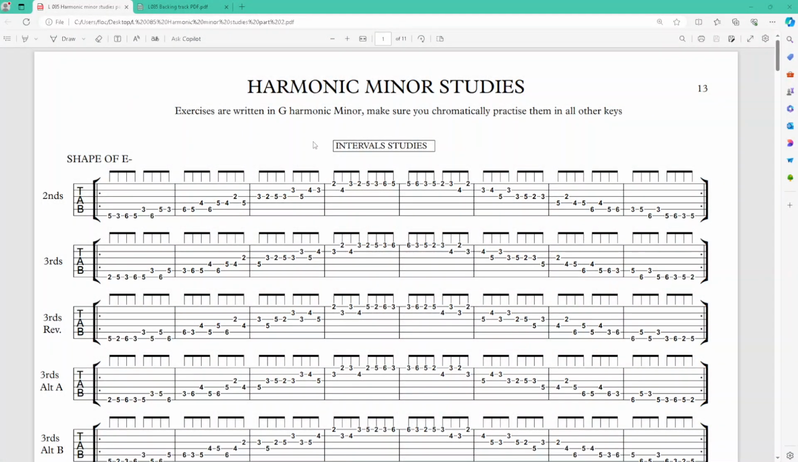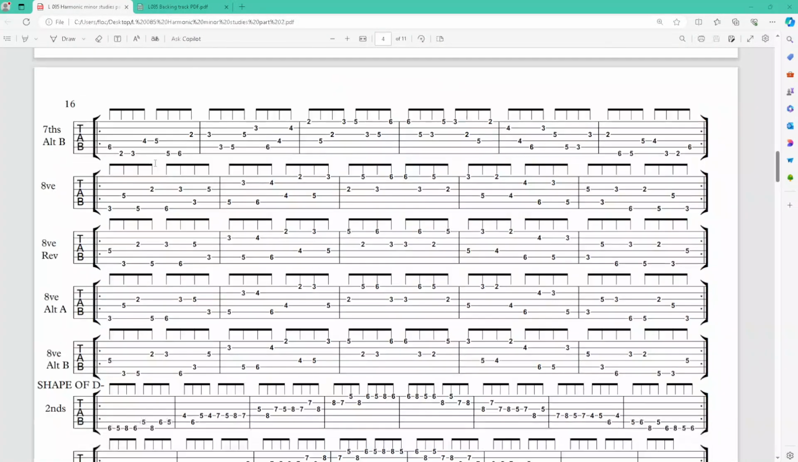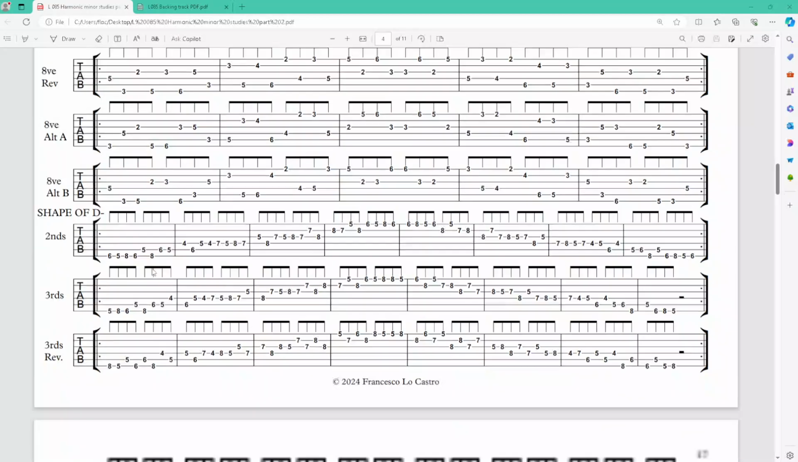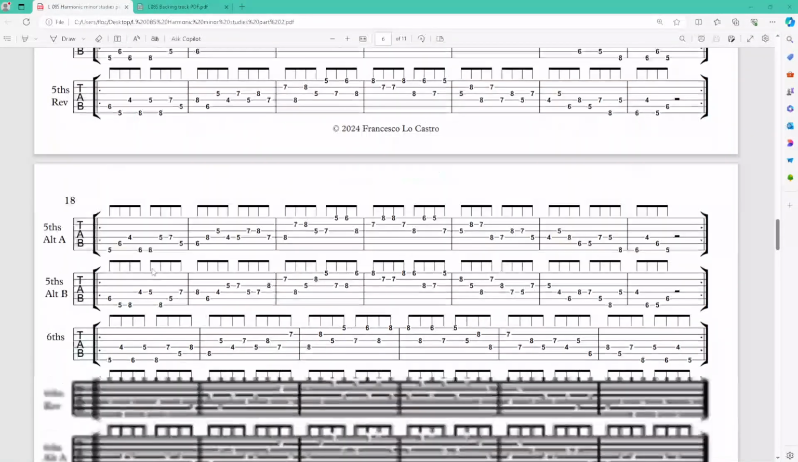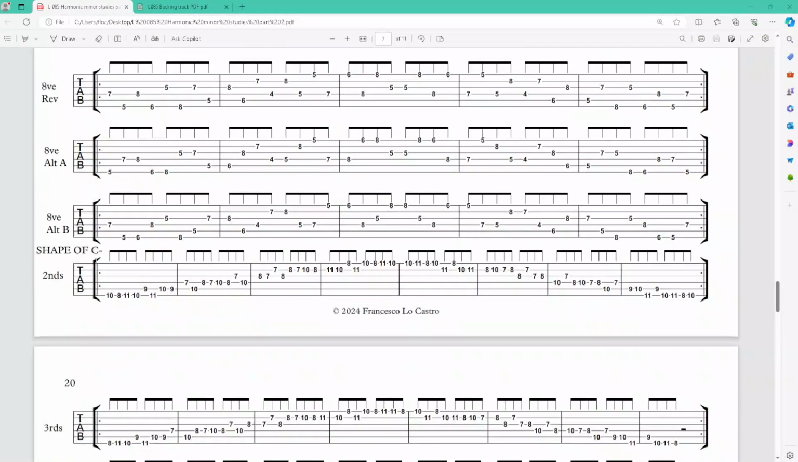As you can see, what you're presented with is harmonic minor studies, and in particular, interval studies. The exercises are written in G harmonic minor, but make sure you chromatically practice them in all other keys. We're looking at 3 shapes out of 5: the shape of E, followed by the shape of D, followed by the shape of C.